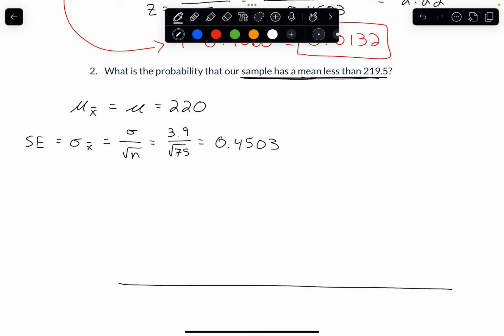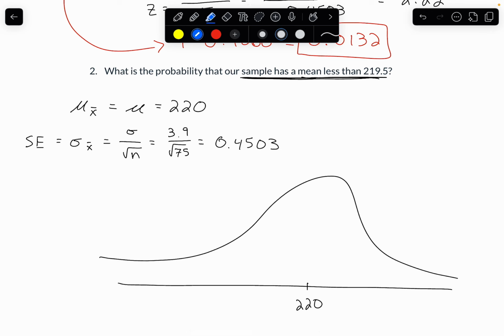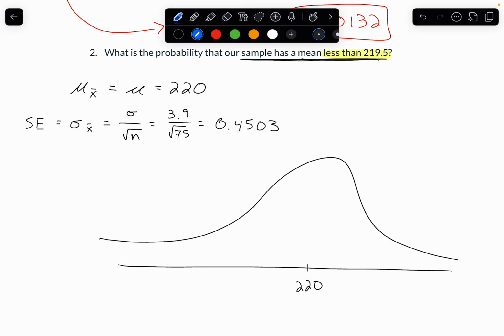We know the central limit theorem says, hey, we get to assume that this is normally distributed. My mean is 220. It sits right here in the middle. And if I look at my problem, it asks, what is the probability that our sample has a mean less than 219.5? So that is less than 220. So here's 219.5. We want to find the probability that it is less than that. So that means we are looking for the area to the left here. So we're going to be looking for this shaded area.